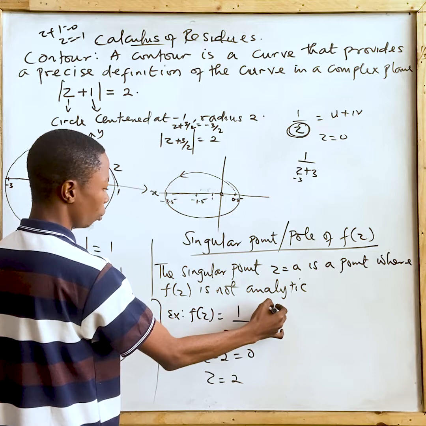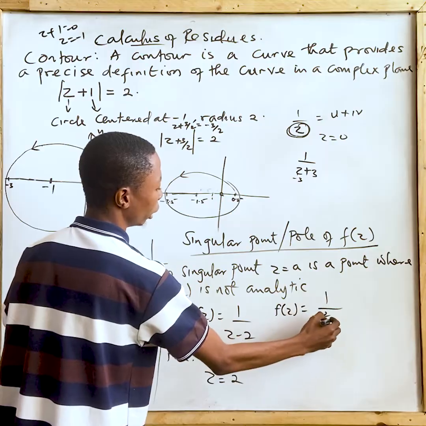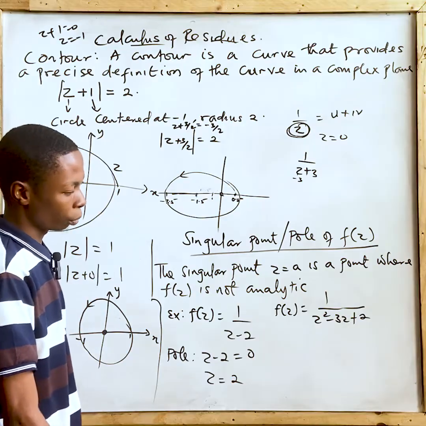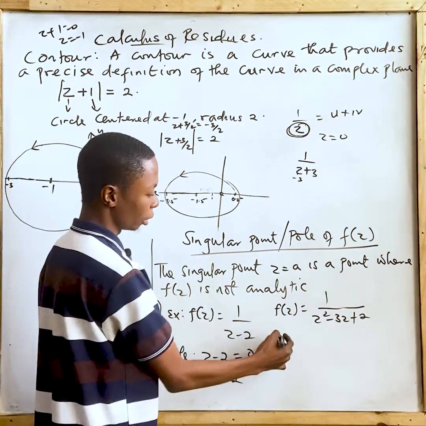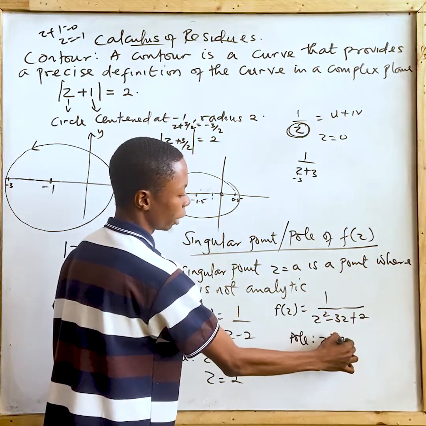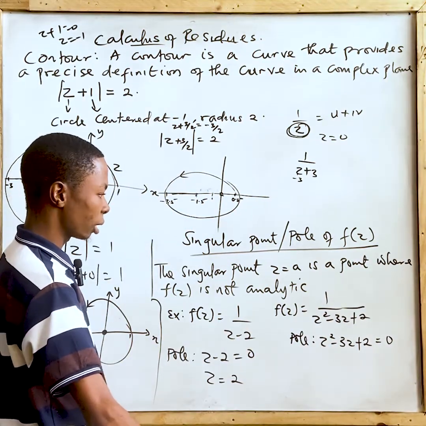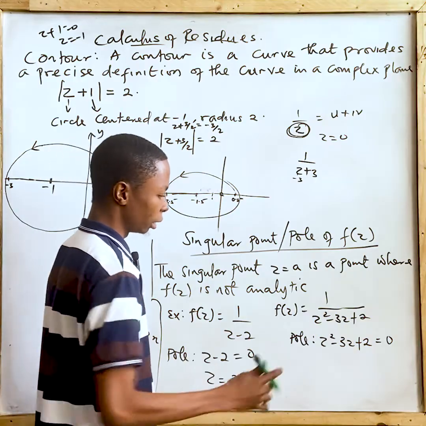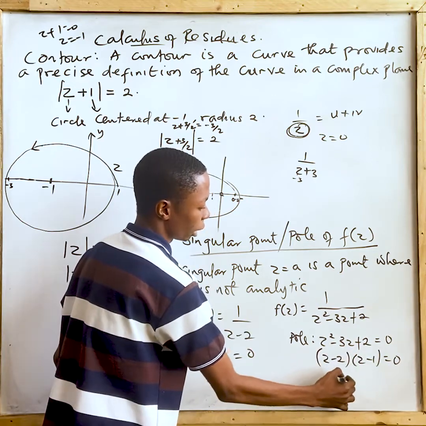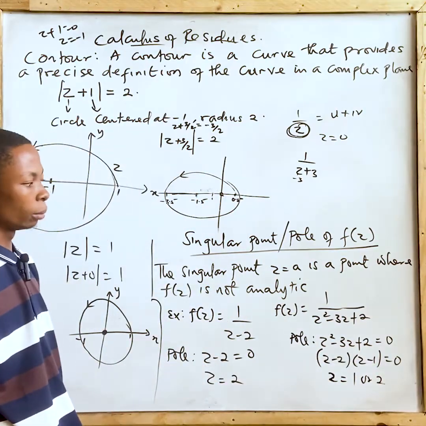Another one. What is the pole of f(z) = 1/(z²-3z+2)? This function will not be analytic when the denominator is zero, so the pole will be where z²-3z+2 is equal to 0. Solving this, we have (z-2)(z-1) equals 0. So z equals 1 or 2. So 1 and 2 are the poles of that function.